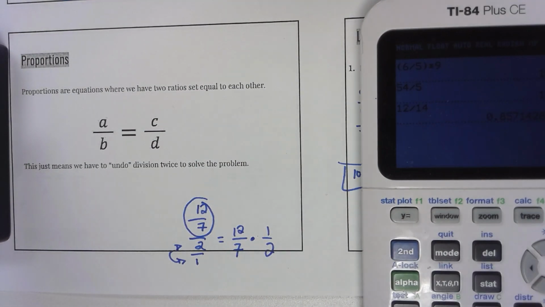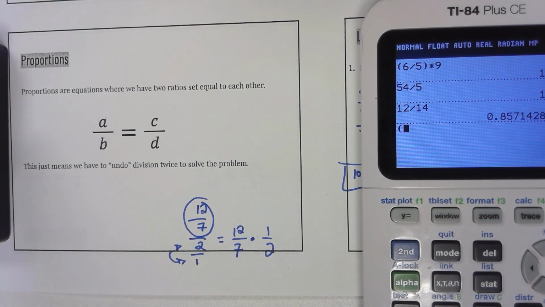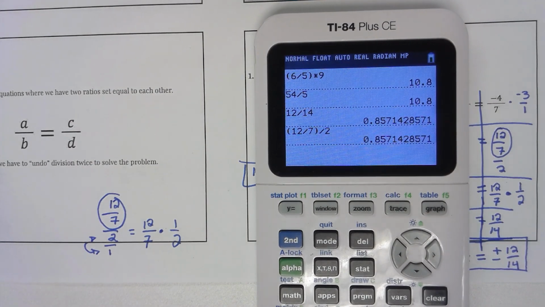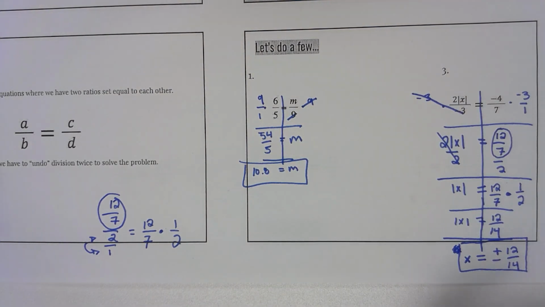And again, I have no problem, like in your calculator, if you go 12 divided by 7 and then divide that by 2, well, look at that. I get the exact same answer that we had. Okay, so you can always do things with the calculators if the fraction work's a little confusing. All right, thanks for the questions.